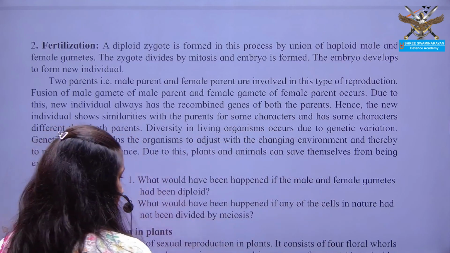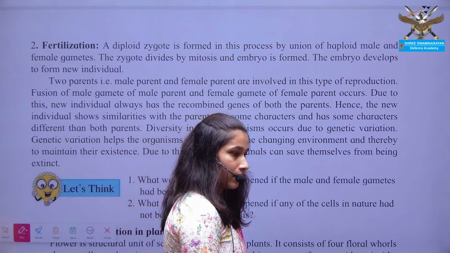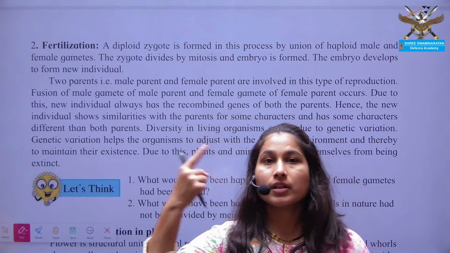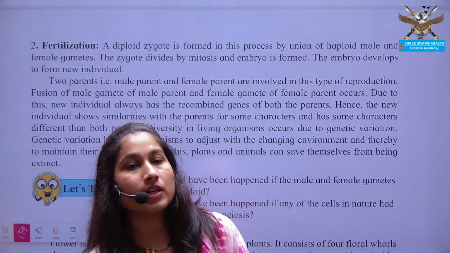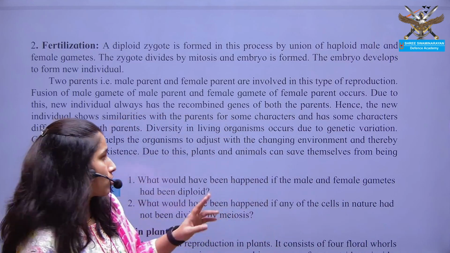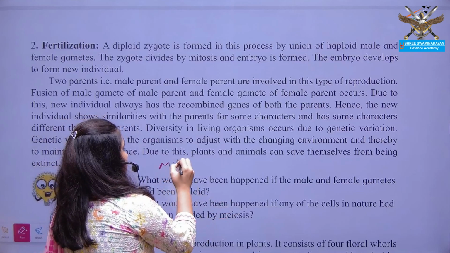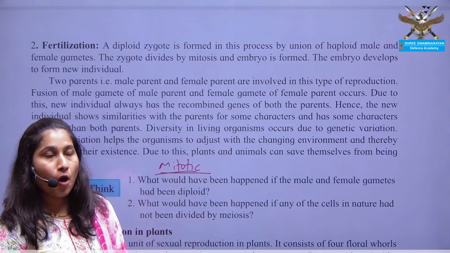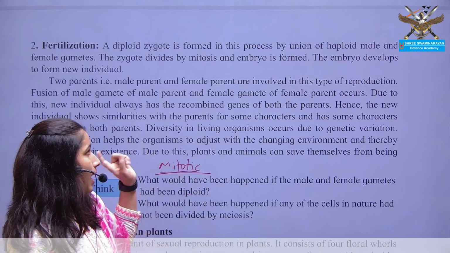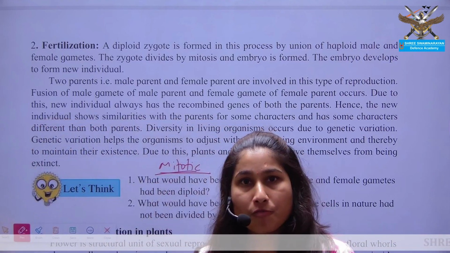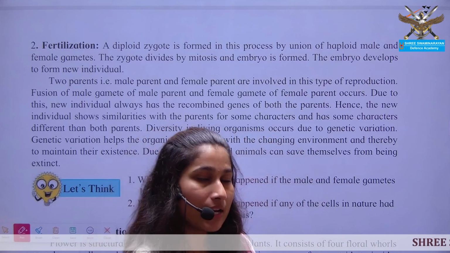So fertilization gives rise to a single cell, the zygote, which has a diploid set of chromosomes, and this zygote then undergoes further division by the process of mitotic cell division to form a multicellular organism. And the organism which is formed is a combination of both mother as well as father.